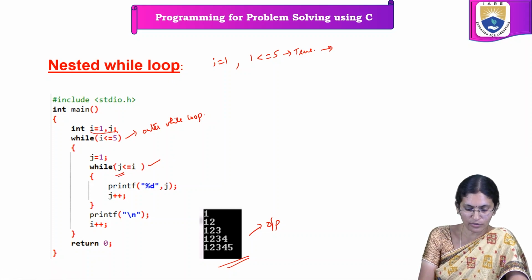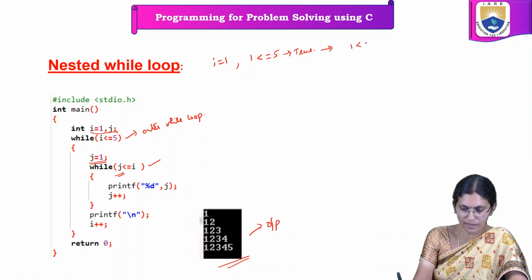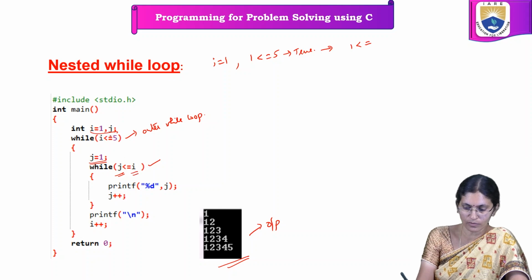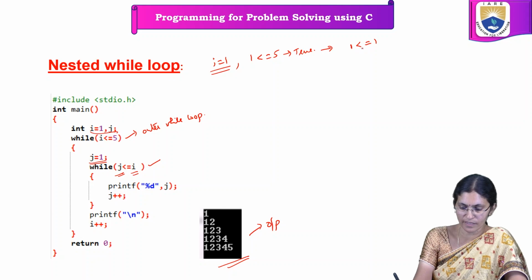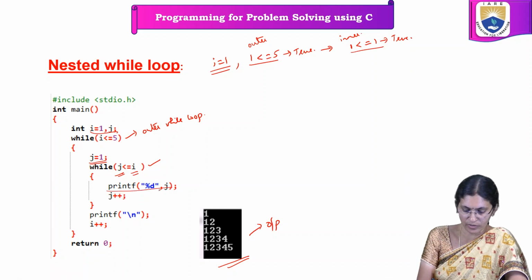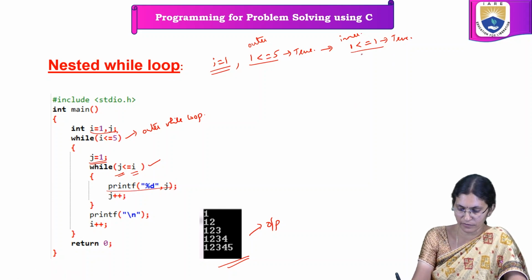For that, first we need to initialize, and that is done here: j is equal to 1. Now 1 is less than or equal to what is the i value now? i is equal to 1 because i is initialized to 1. So 1 is less than or equal to 1, and this is also true. This is the inner while loop condition and this one is the outer while loop condition. Since this is true, these statements will be executed. Inside the while loop we have written printf of j value. The j value is equal to 1, so the output will be 1, and 1 will be printed.